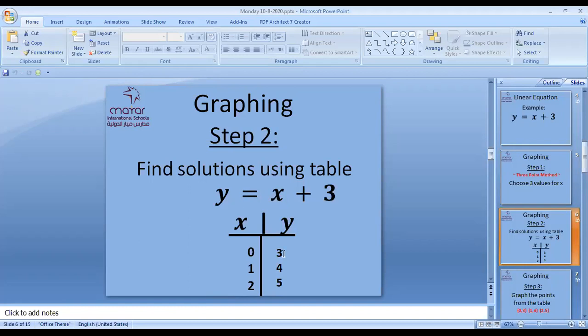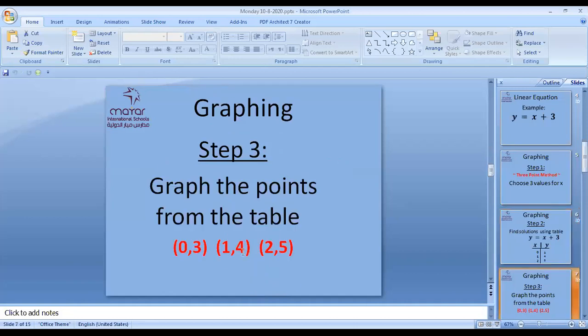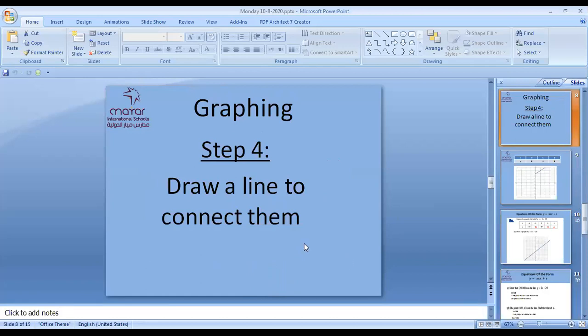0 plus 3 is 3. If you put 1, 1 plus 3, 4. If you put 2, 2 plus 3 is 5. So we got the points. And this is how we write our points: 0, 3, 1, 4, 2, 5. We got them from the table. These are our solutions.